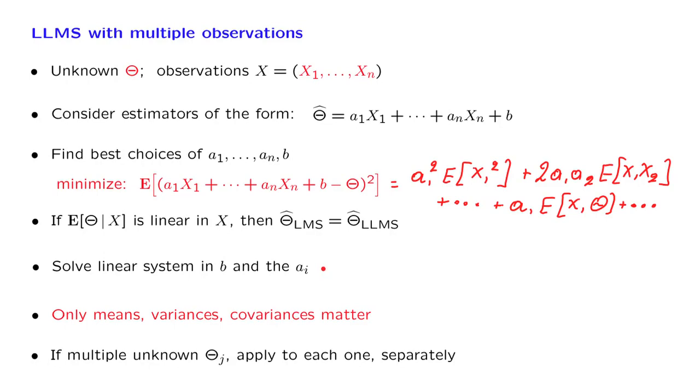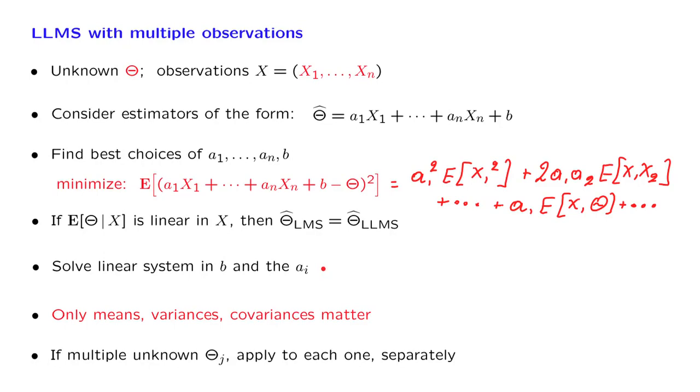We have presented the complete solution to the linear least mean squares estimation problem when we want to estimate a certain unknown random variable on the basis of a different random variable x that we get to observe. But what if we have multiple observations? What would be the analogous formulation of the problem?